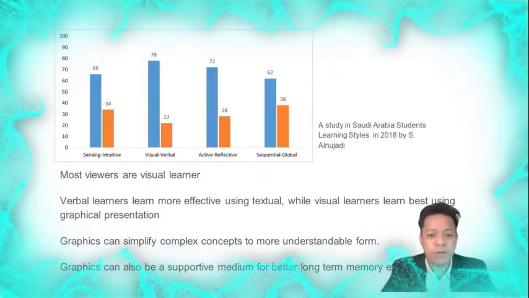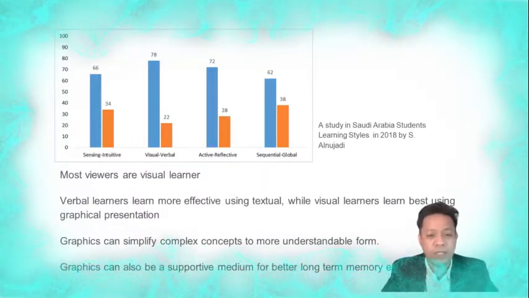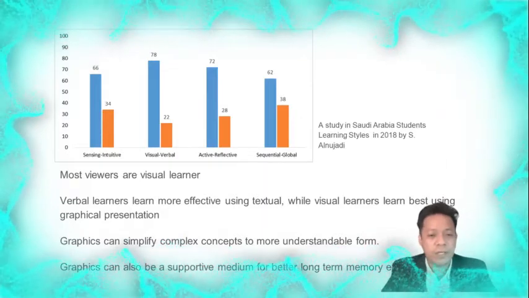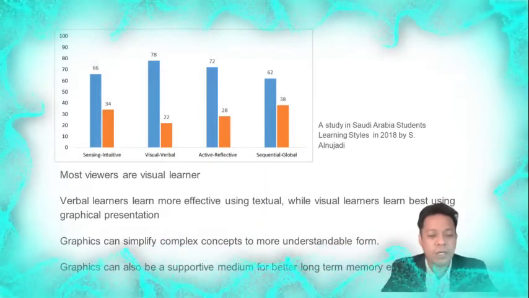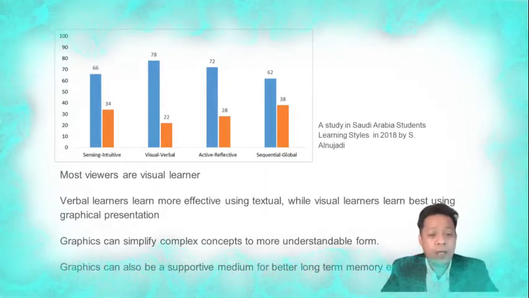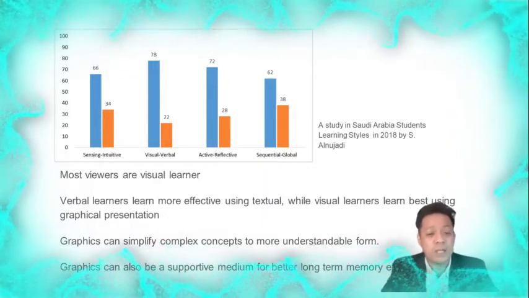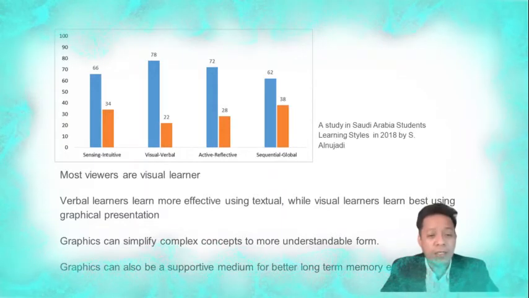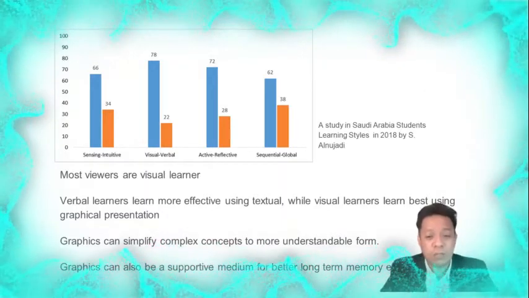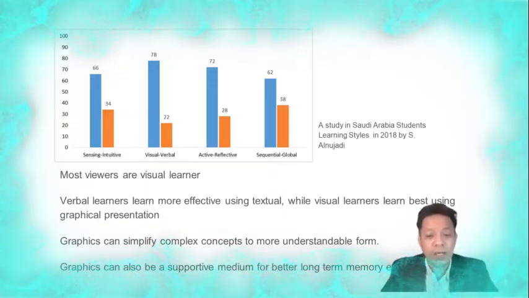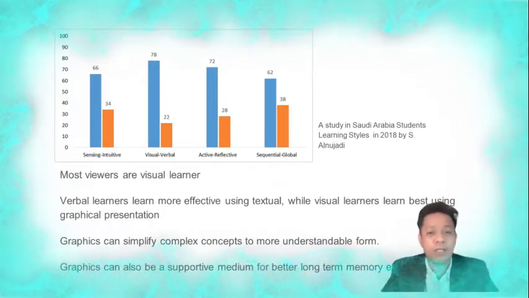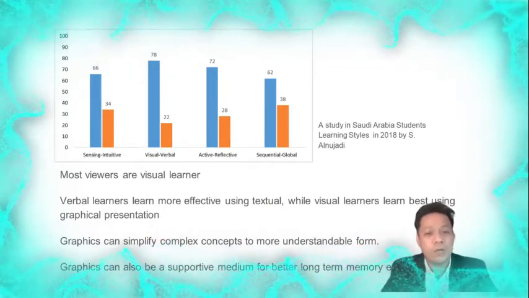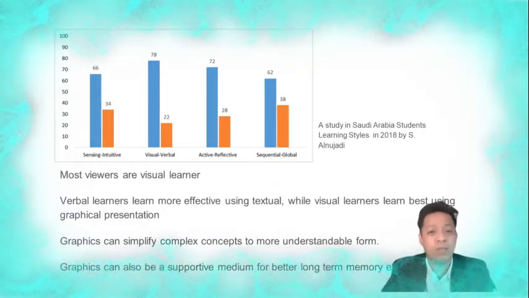Okay, so this is some research on the importance of the visual graphic, because we learn faster using graphics. The verbal learner is more effective using text, but the visual learner learns best using graphic presentation. There are two types of learner: some use words or text, and some use visuals.